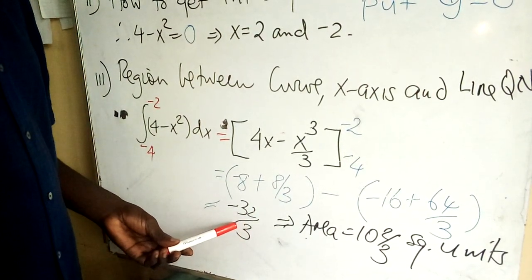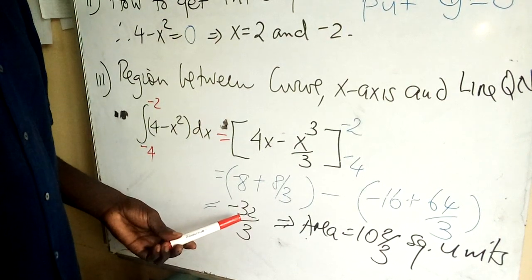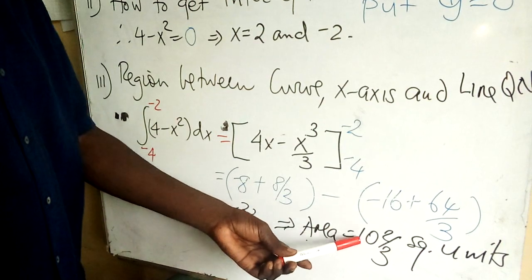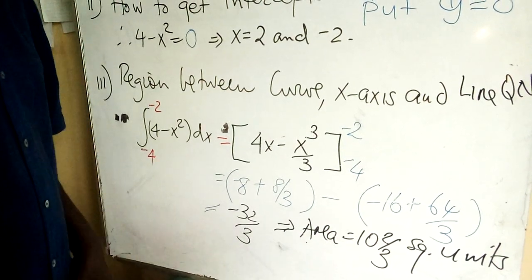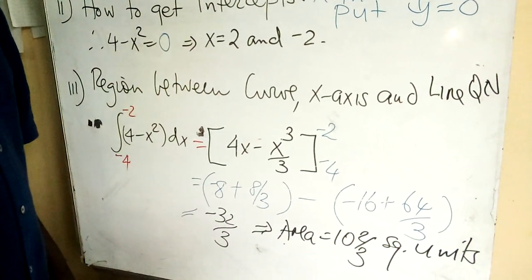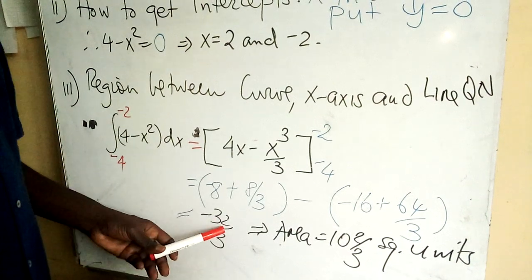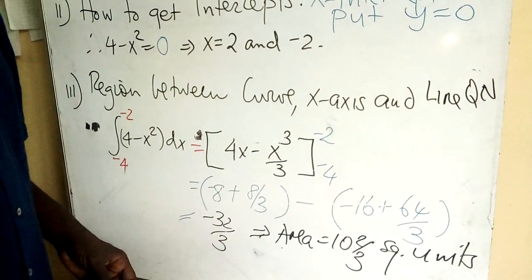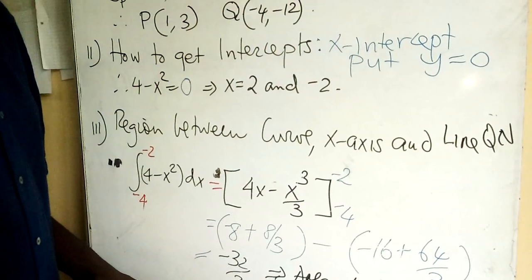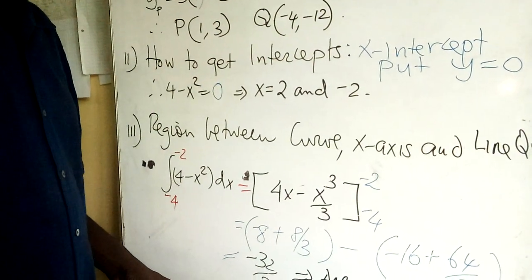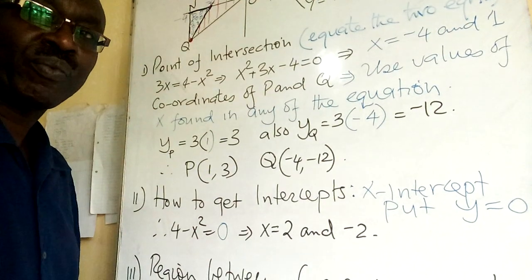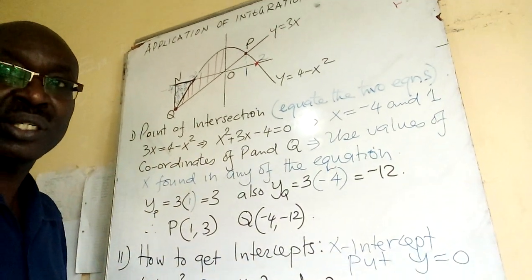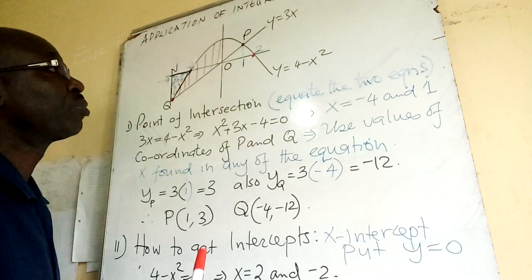But the area cannot be negative. So our area will be 10 2/3 square units. So you can take your time and compute this. Because of the writing space, I cannot do everything. We go back. If we can go back a little bit, then you will do this at home.